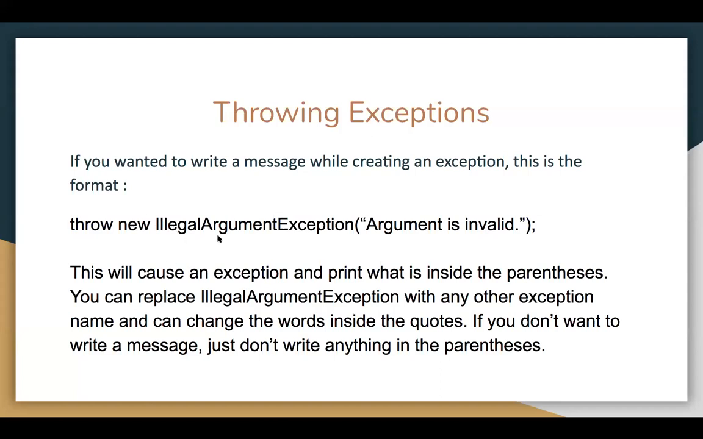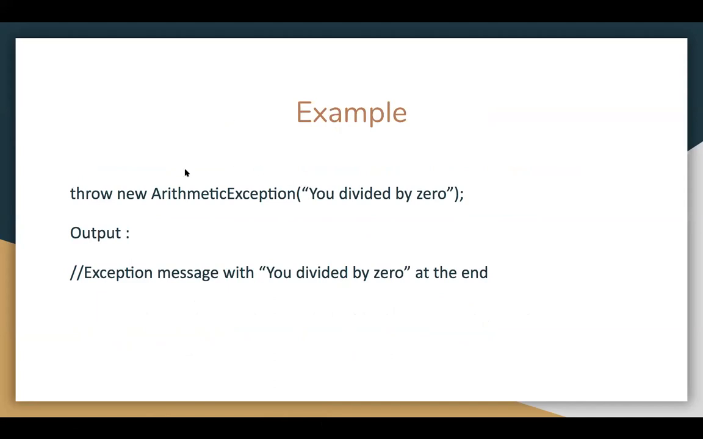And this is a good way to see what an exception message might look like. Again, you can put any exception you want in here, as long as it's an actual exception. This part just summarizes what I just said. Here is an example of code throwing an exception. You can see throw new ArithmeticException, you divide by 0. What it would do is output an exception message with you divide by 0 at the end.